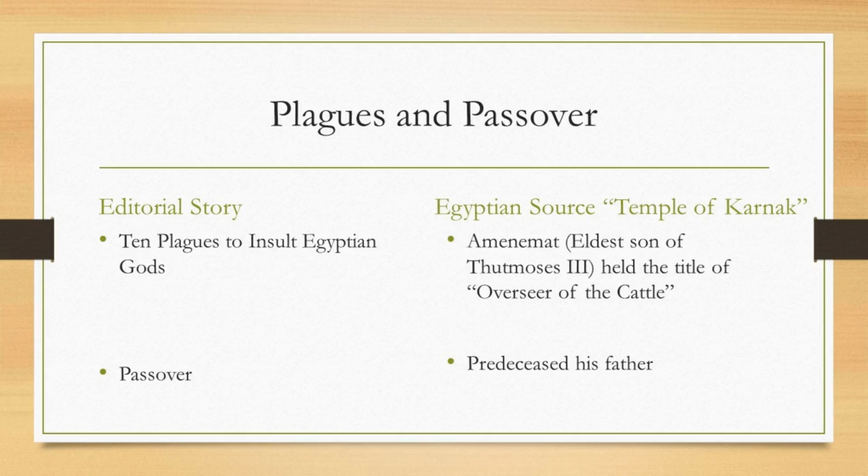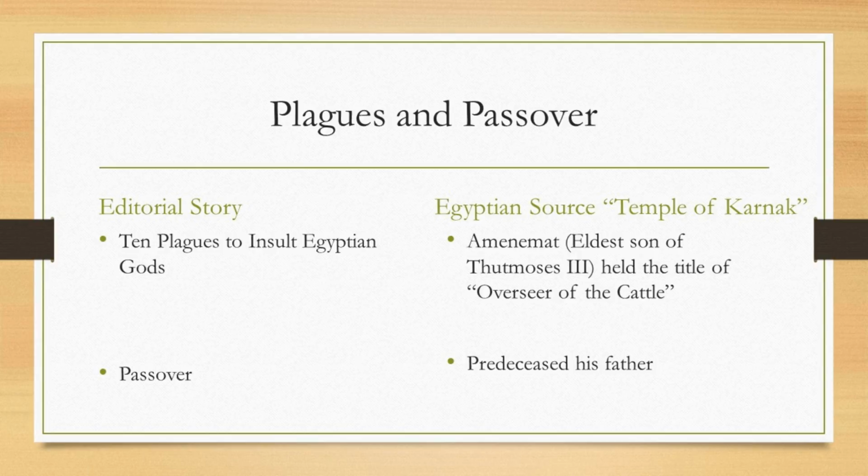And what we have is some plagues that were sent upon the people. And the plagues, many scholars believe, were sent in order to insult the Egyptian gods. Or at least that's how the story has been redacted out. So I do want to walk through a little bit of this and just show a little bit of what some of these are.